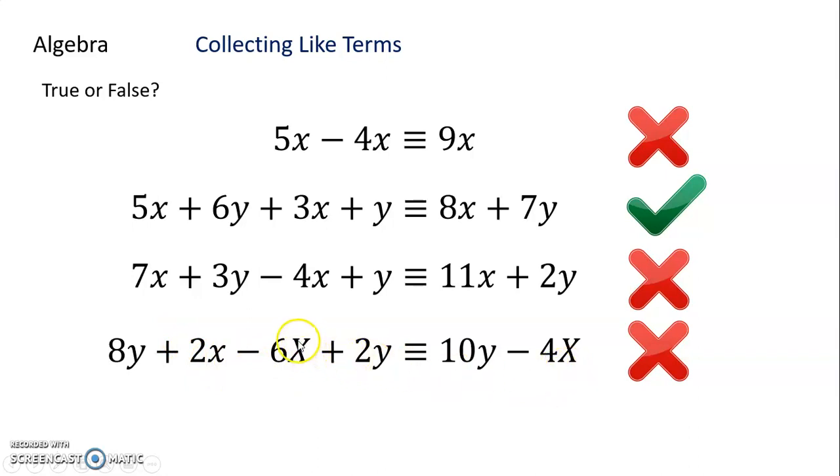But actually, a capital X here is a different variable to a small x. So these are not like terms, and we can't do 2x subtract 6x. So our answer should have been 10y add 2x subtract 6 big X.